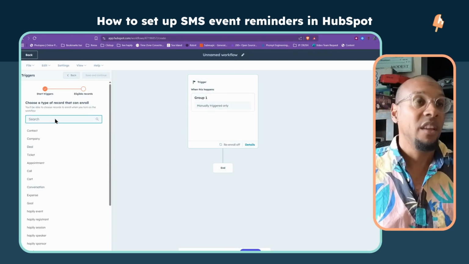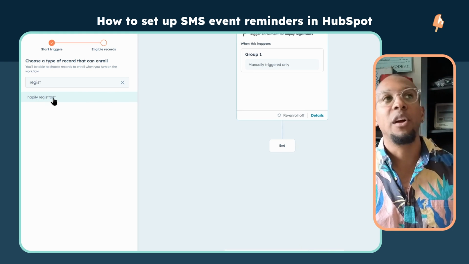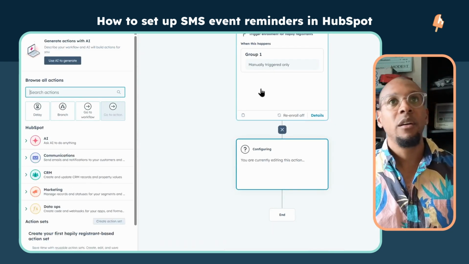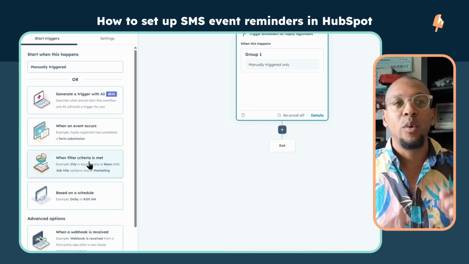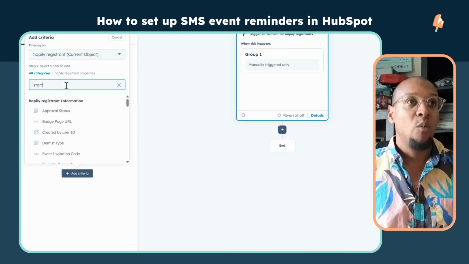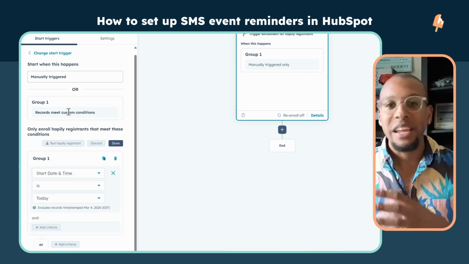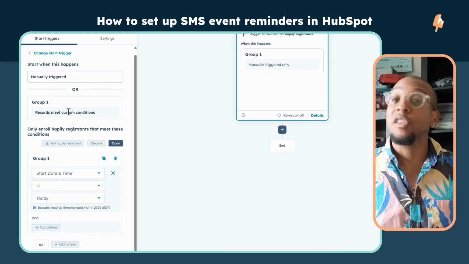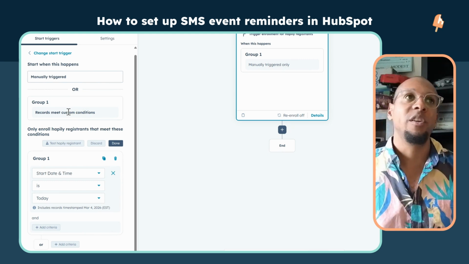Let's get into it. First, I'm going to skip all this because I think I know everything. And I'm going to make a registrant-based workflow. Save and continue there. I'm going to click back and trigger this when the criteria is met. What we care about is the start date. So we put the start date and time on each registrant so that you can easily use it for things like this or email tokens or whatever you'd like to do.